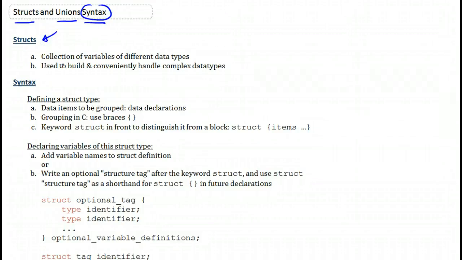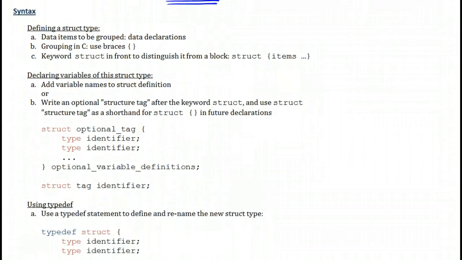Structs in C allow us to create complex data types, and they're essentially just a collection of variables of different data types. So they could be of the same type or they could be of different data types. So this is structures in C in a nutshell. Let's focus on the syntax here.